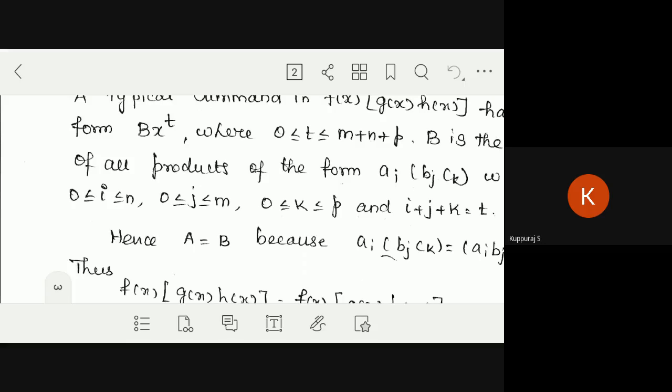Here capital A is of the form a_i b_j into c_k, and capital B is of the form a_i into b_j c_k. Actually a, b, c all belong to R, so the associative property is applicable. So both are same, A is equal to B. If we equate the coefficients, a_i into b_j c_k, similarly for the previous one.